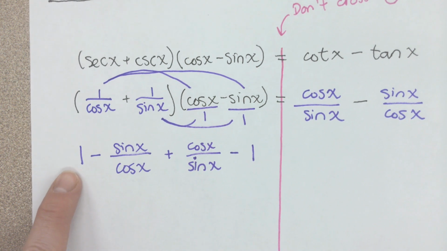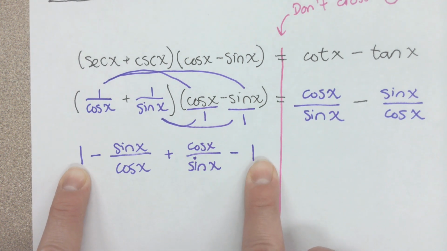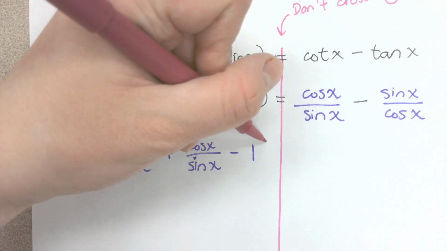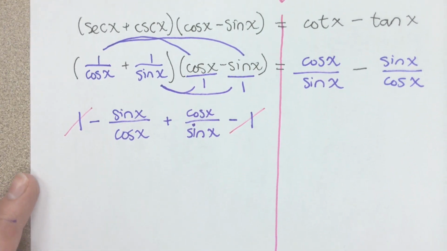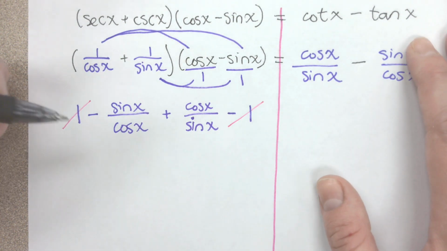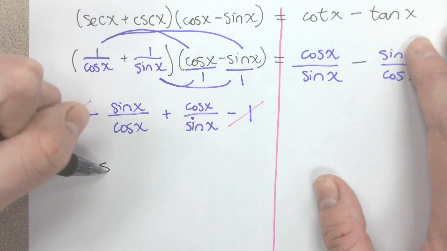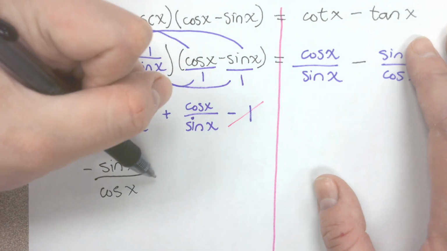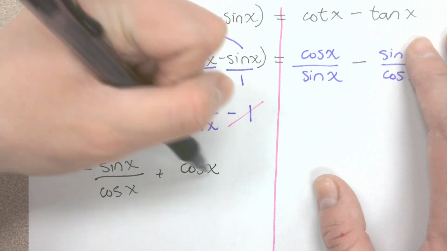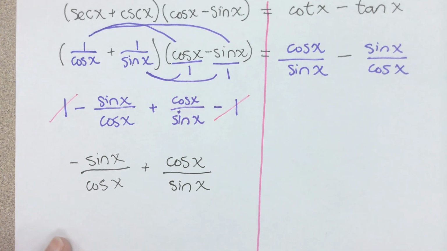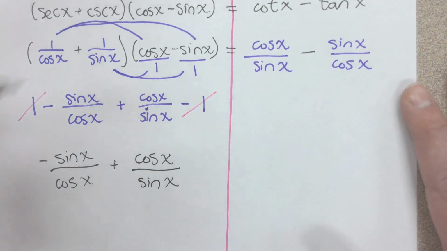From here, we have a positive 1 in front and we have a negative 1 in back. Those will cancel each other out. And let me bring this down real quick. Don't leave that negative up there. Negative sine of x over cosine of x plus cosine of x over sine of x. Careful with those signs. I'm going to bring down the right side now.